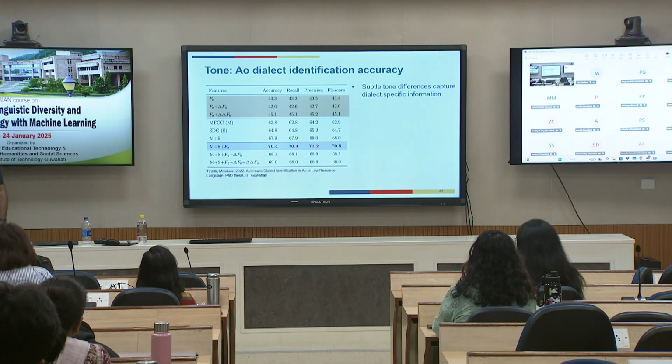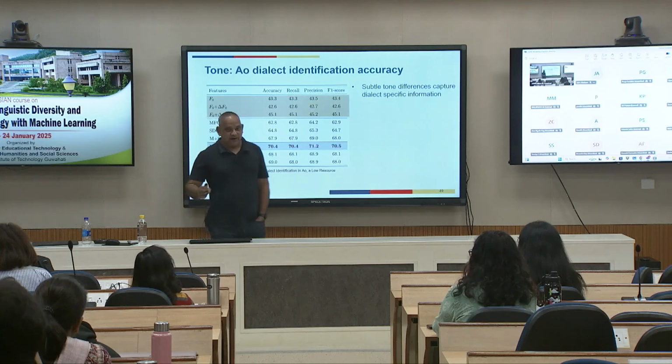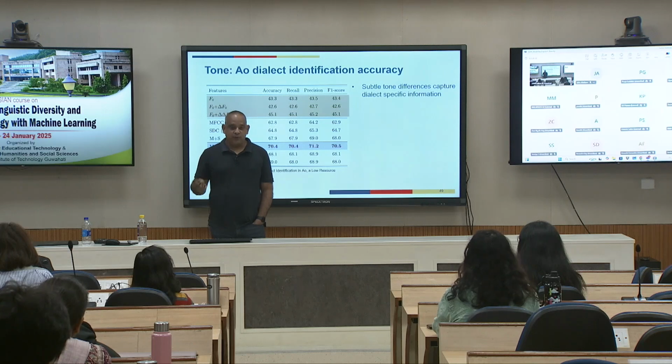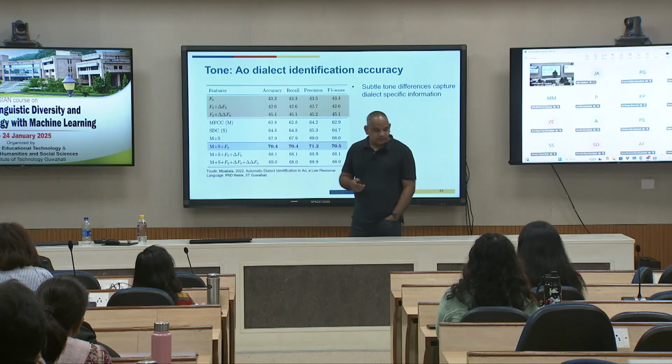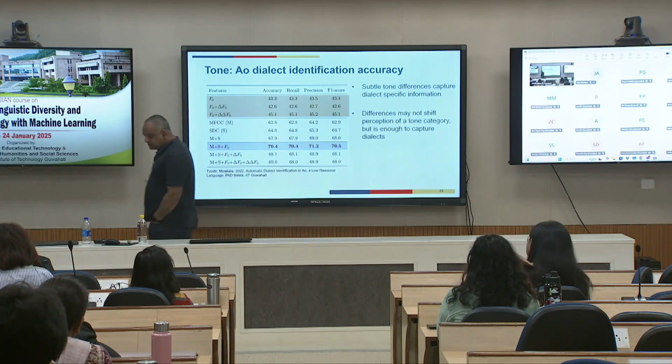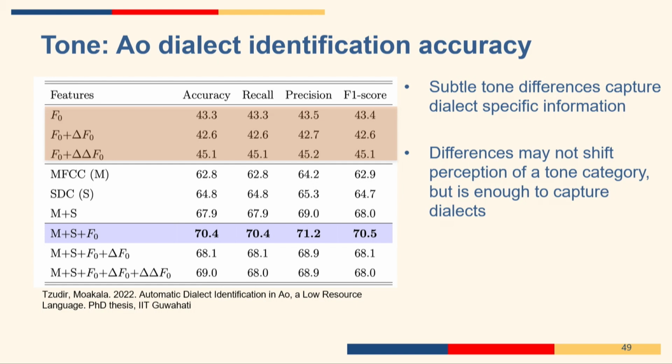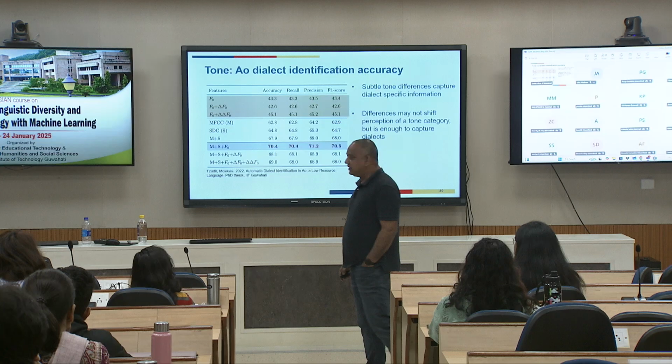I must also clarify at this point of time, this is not to assume that, other things remaining the same, only the tones are changed in the three dialects, because there is a substantial lexical variation across the three dialects in Ao also. However, there are several overlapping vocabularies in the three dialects, which we used in determining the dialect identification in the Ao dialects. Okay. So as I said, these acoustic differences that you see may not shift the perception of the tone category per se, but they are enough to get person-specific information, which is about what dialect the person is speaking.